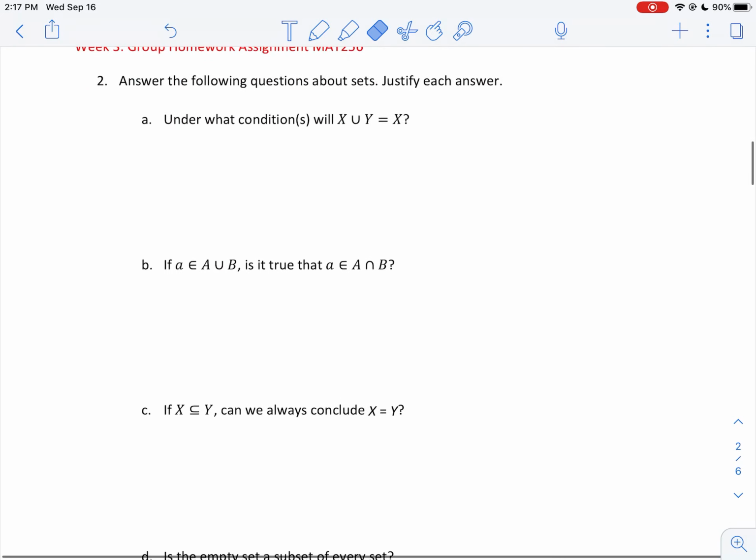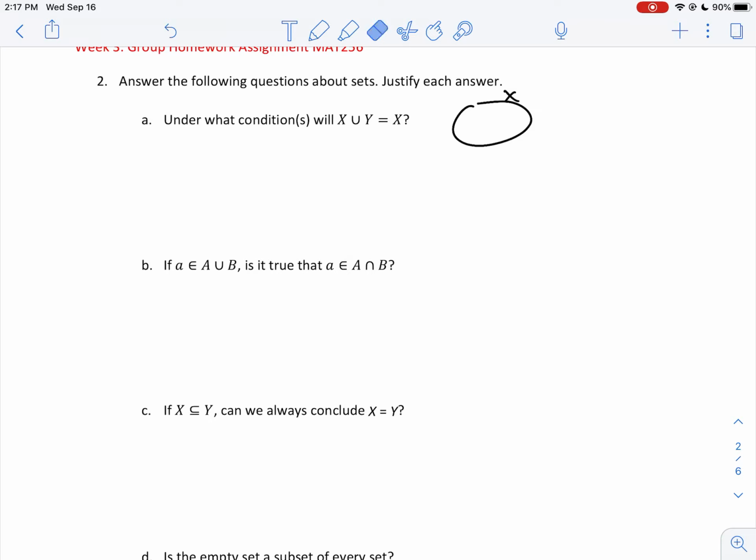Answer the following questions about sets. Justify each answer. Under what conditions will X union Y equal X? Well, remember that there are only really four possible ways that two sets can interact. It could turn out that both sets are the same. So this is X and it's also Y. They're the same set. That's one possibility.